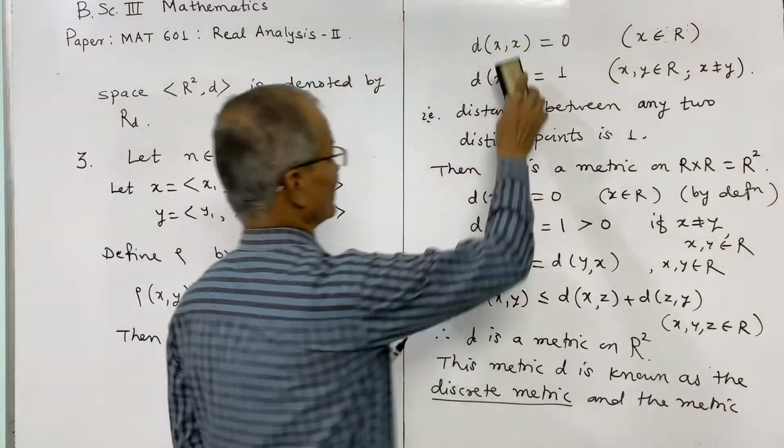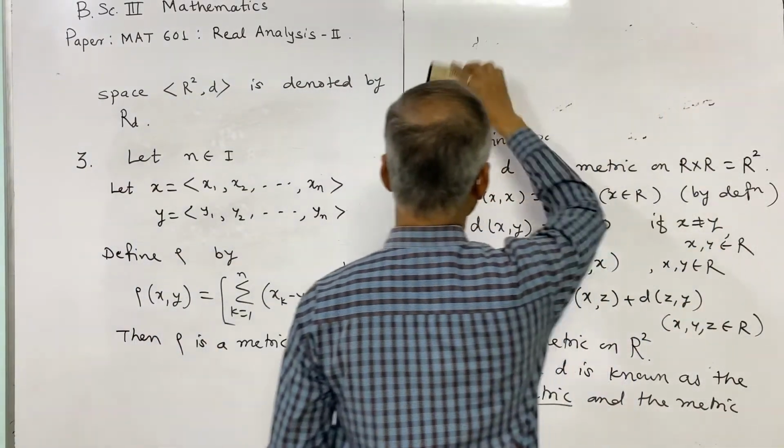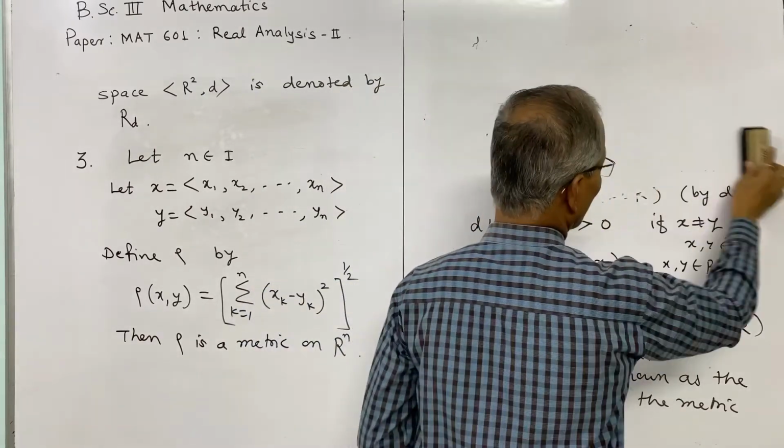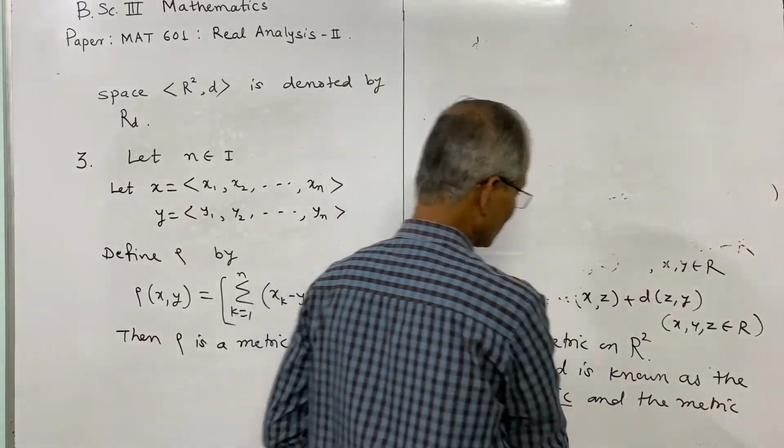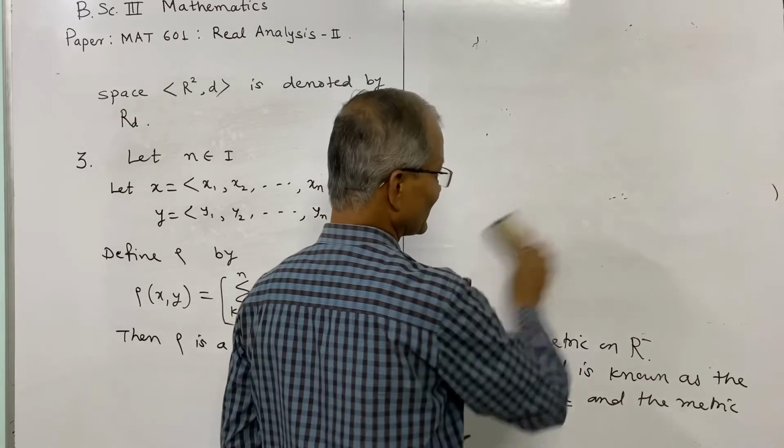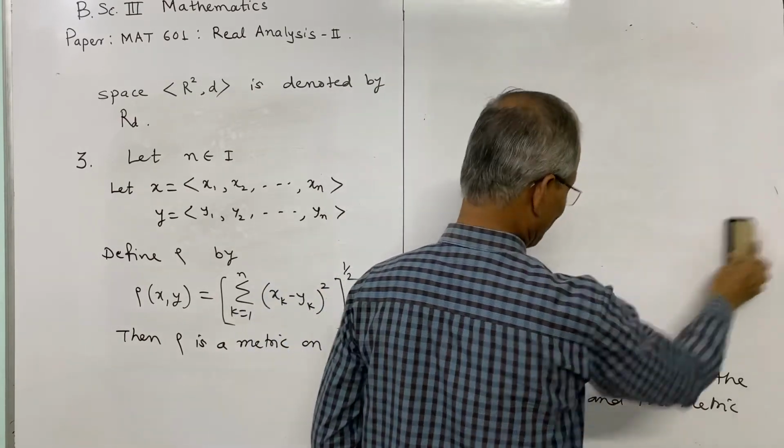So how to verify the properties? First property is rho of x and x is 0. That is obvious. Now, the first three properties are obvious in metric spaces.